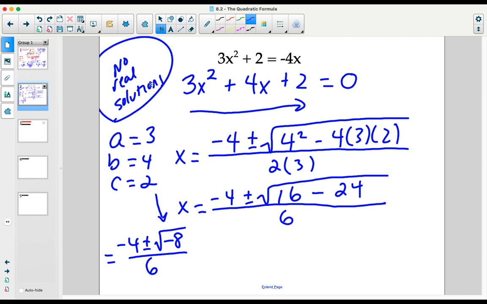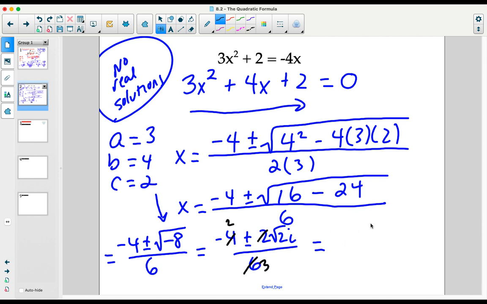And you wouldn't be wrong. It does not have any real solutions. But now that we have a strategy for dealing with the square root of a negative number, i.e. the imaginary numbers, we can continue our simplifying. -4 plus or minus, we take the square root of 8, which is 2 root 2, and we know that it has an imaginary part, i. All of our terms in this expression here are all divisible by 2. So we're going to divide everybody by 2.